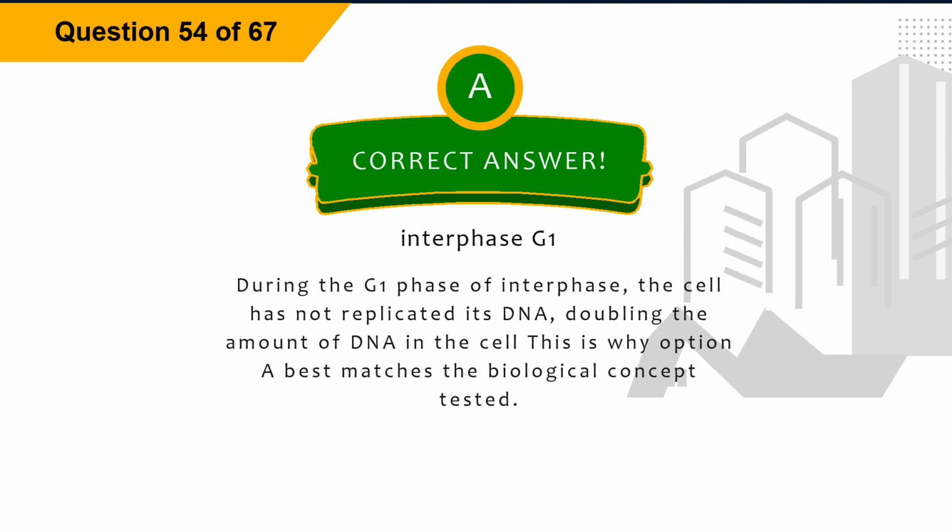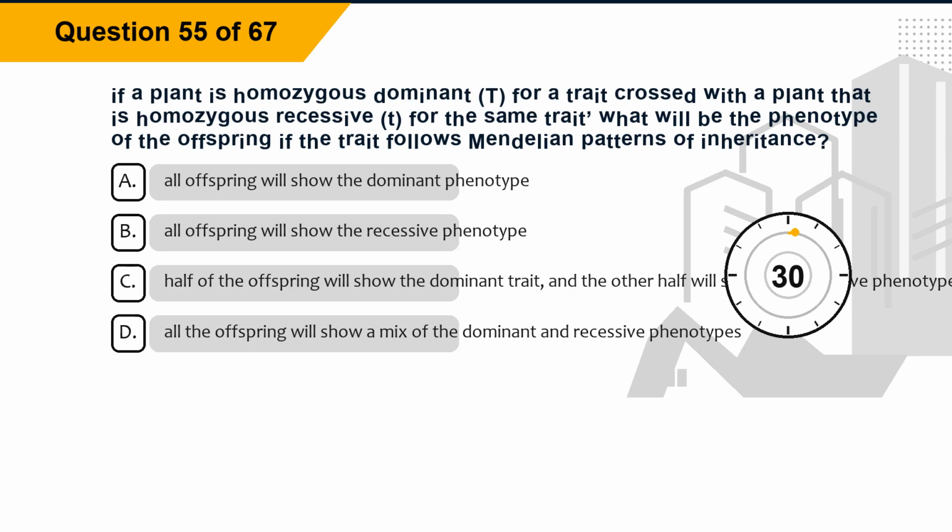Explanation. During the G1 phase of interphase, the cell has not yet replicated its DNA, doubling the amount of DNA in the cell. This is why option A best matches the biological concept tested. Question 55. If a plant is homozygous dominant, capital T capital T, for a trait crossed with a plant that is homozygous recessive, lowercase t lowercase t, for the same trait, what will be the phenotype of the offspring if the trait follows Mendelian patterns of inheritance? Option A, all offspring will show the dominant phenotype.